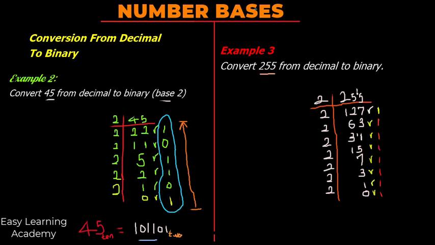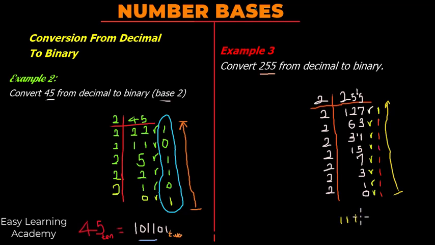Just as we did in the first example, we take note of the remainders. That's the same thing we are going to do here. We take note of all the remainders from the bottom to the top. So from the bottom we read it to the top. We can start writing it out. How many 1s do we have? 1, 2, 3, 4, 5, 6, 7, 8. So 8 of 1.